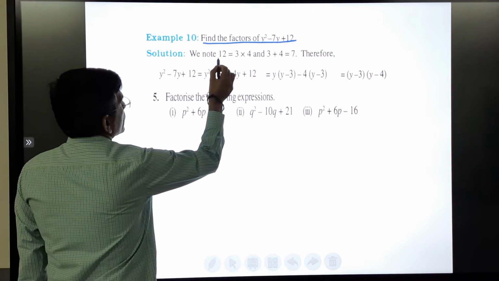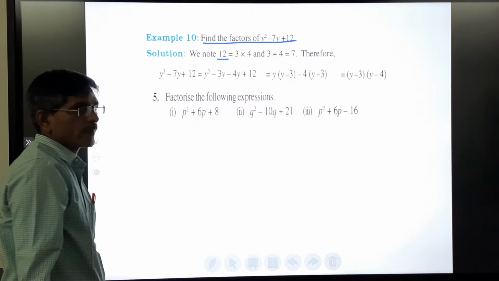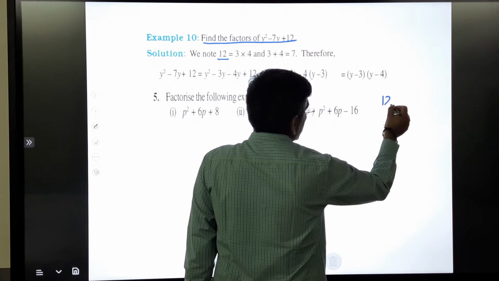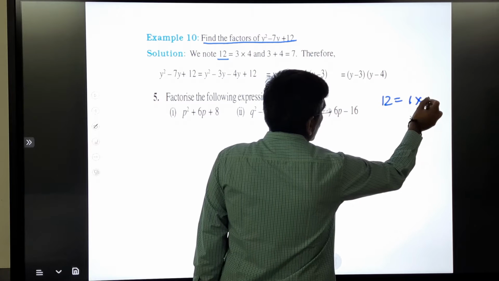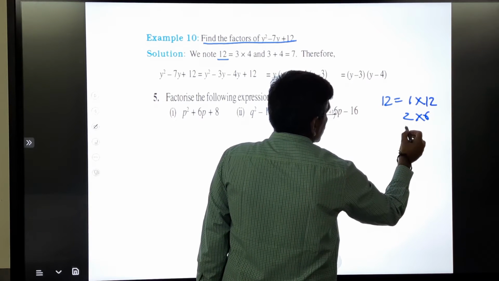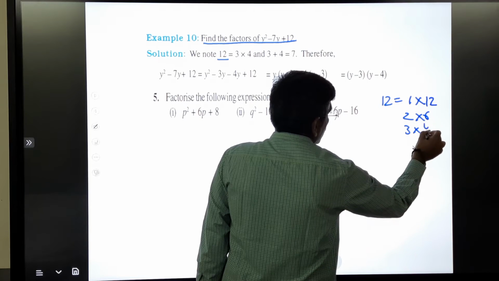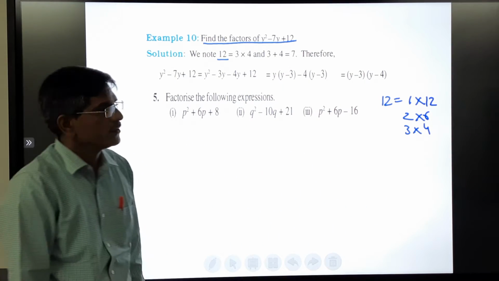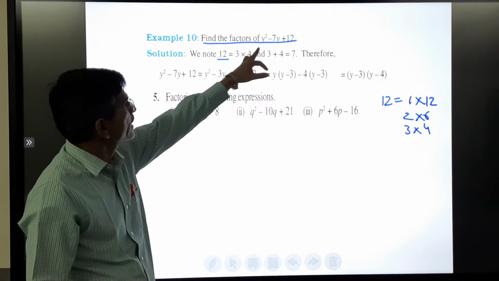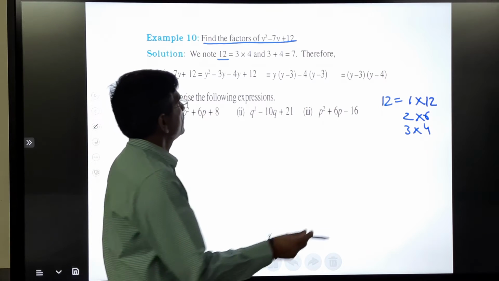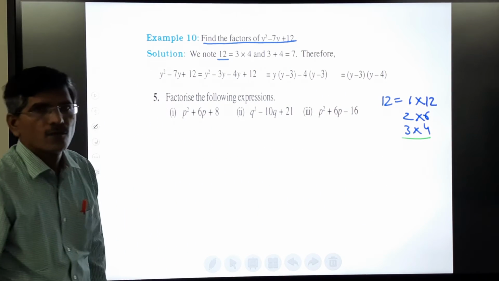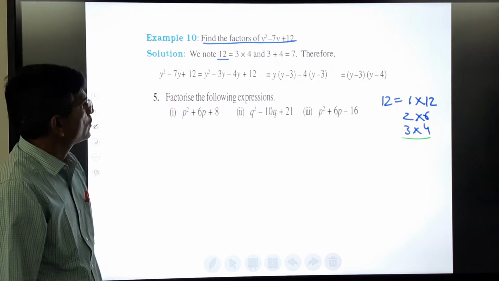So what we have to do first is find the factors of 12. How can we do the factors of 12? We can call them basket factors: 1 into 12, 2 into 6, 3 into 4. It is called basket factors. Out of 3 basket pairs, we have to select a pair to get 7. That is why we are using 3 and 4 here. 3 and 4 we have to select.